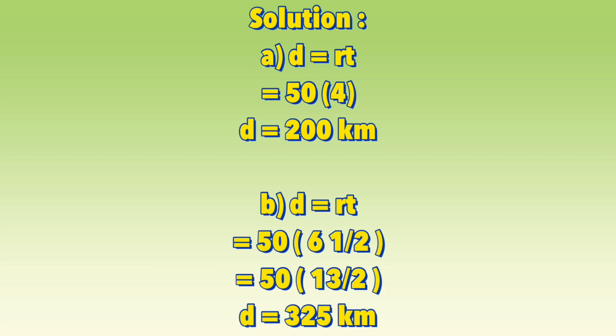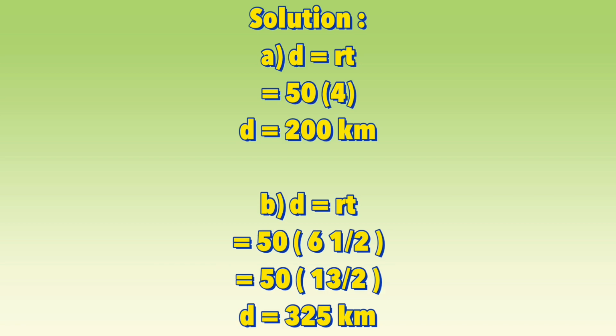For letter B, we have the same formula that we're going to use. D equals RT equals 50 again, the rate in kilometers per hour given. Then the time covered is 6.5. We are going to multiply 50 by 6.5, which is a mixed number, so we will change this to an improper fraction. Then we're going to multiply 50 times 13 divided by 2. So the result is 325 kilometers is the distance for letter B.